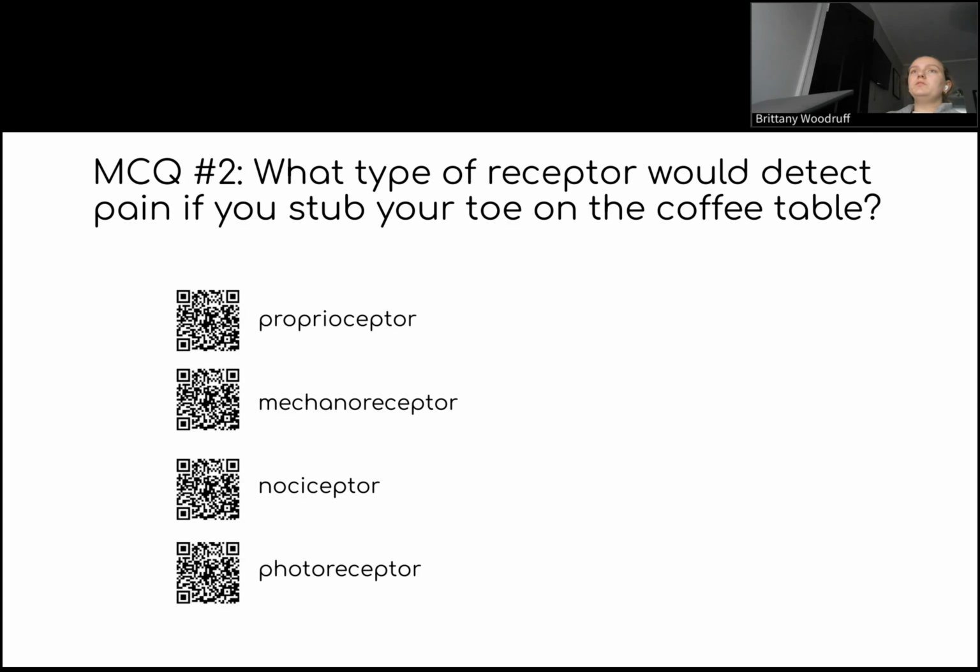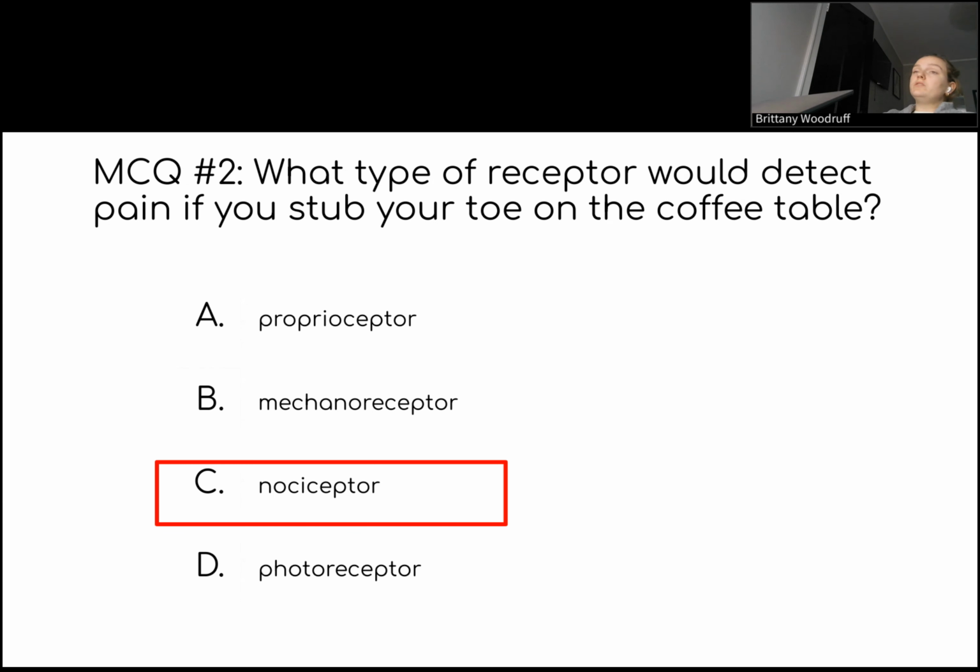So if you stub your toe on a coffee table, you're going to activate nociceptors, right? You could also activate mechanoreceptors, but we're talking about pain specifically, right? So we're talking about detecting that pain. So we are talking about nociceptors in this case, all right?